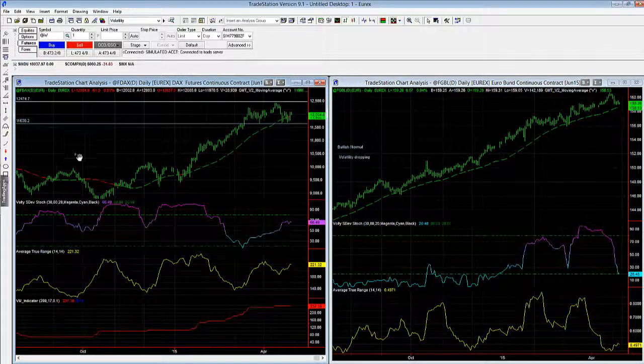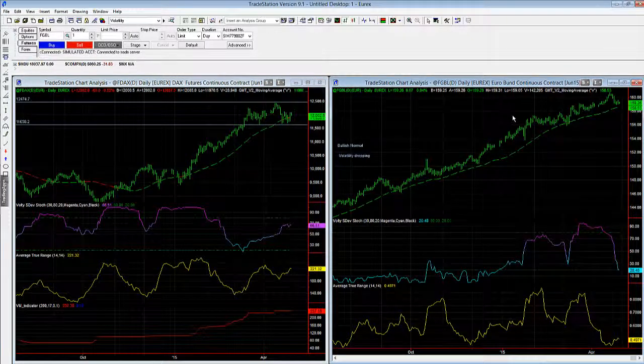Now, again, the DAX here is bullish volatile. We've got to watch that we don't go into a sideways volatile market here. We should still be making money, but there's definitely a bullish bias there. On the Eurobond, that's just a classic bullish bias there.